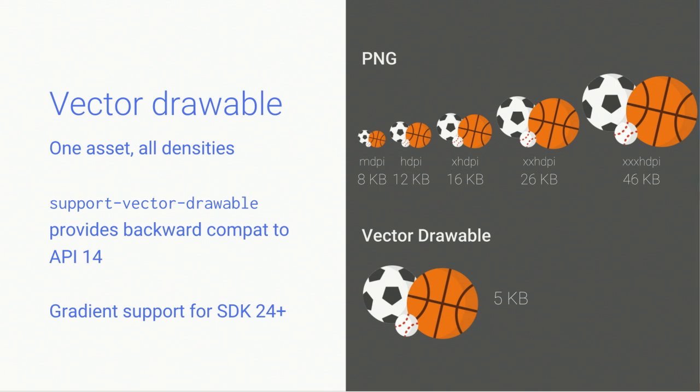The thing that makes Vector Drawable very usable and exciting today is that in support library 23.2, we introduced support for Vector Drawables backwards compatible all the way to API 14. Also, with N, we introduced gradient support of Vector Drawables, so hopefully that gives you a wider range of things you can do with vectors.